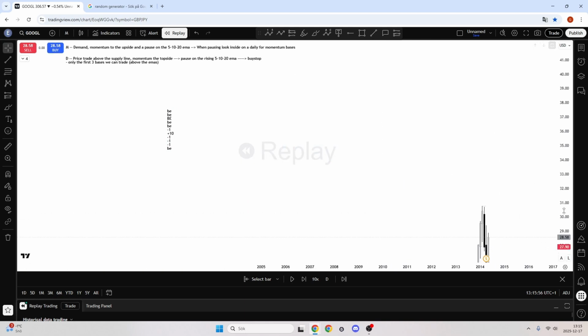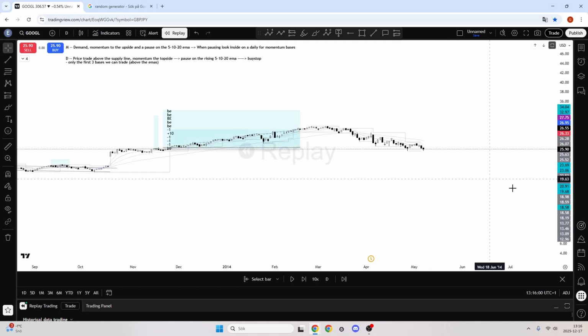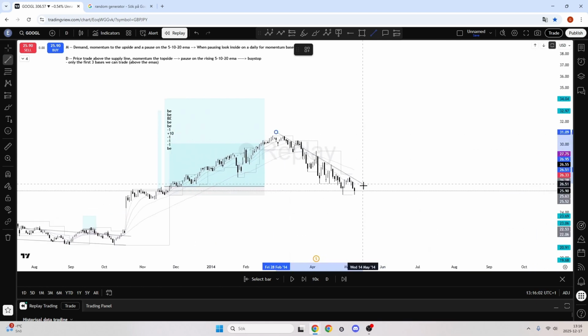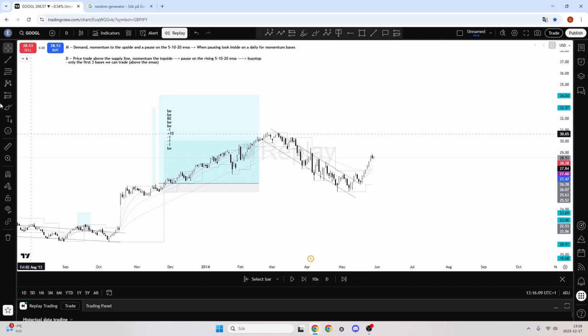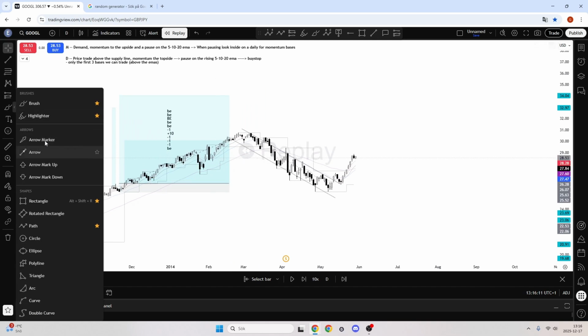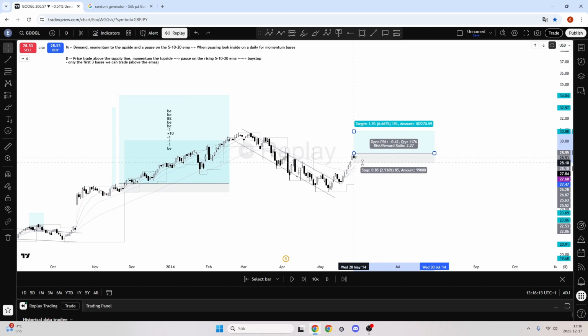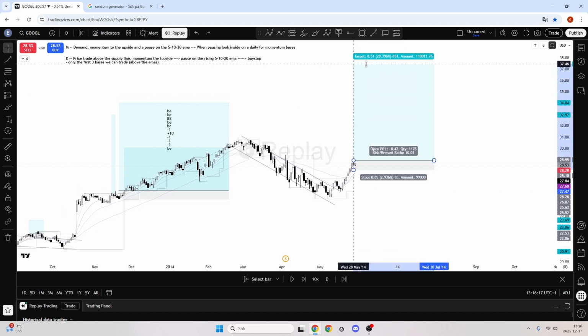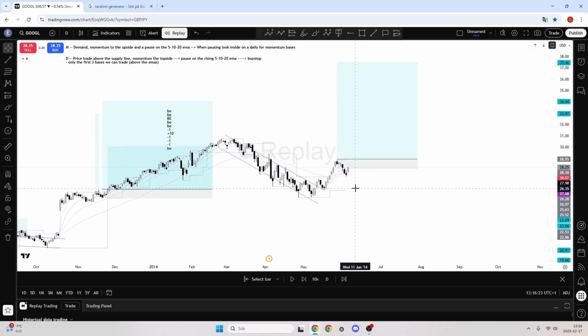Let's check the monthly. Pausing clearly on the rising 10 EMA. So let's check this area right here. We have a defined supply line. Let's wait for a pause, just like that. Protect under this low right there. 1 to 10. Still valid.